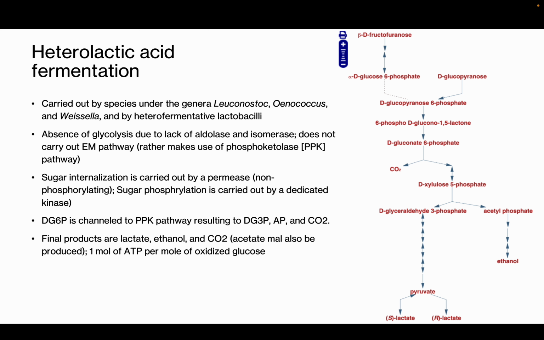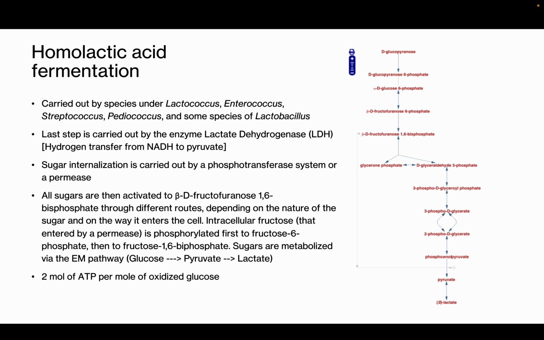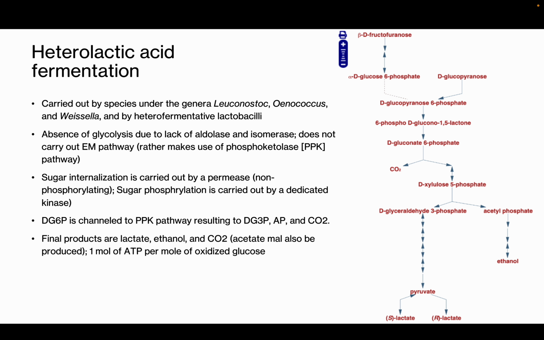And unlike homolactic fermentation, in heterolactic fermentation only 1 mole of ATP per mole of glucose oxidized is produced. Remember, compared to homolactic, where 2 moles of ATP are produced, in heterolactic acid fermentation only 1 mole of ATP per mole of oxidized glucose is produced.